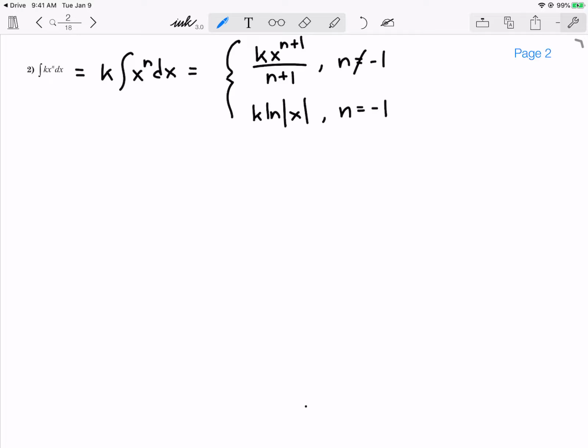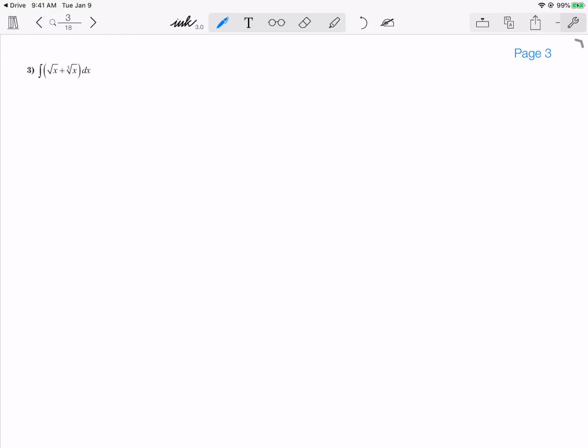So if you have 1 over x, the integral is ln of the absolute value of x. And of course, I should not forget my friend plus c, some constant. So that is the integral. You need to remember that rule. That's kind of like your power rule. And then, of course, ln, natural log, is a different rule. So we've got to get most of these to look like x to the n.